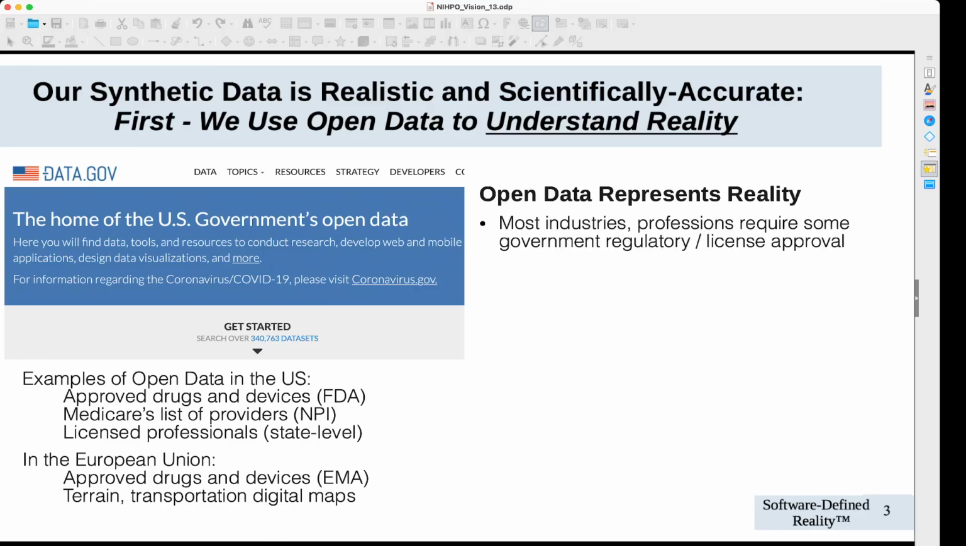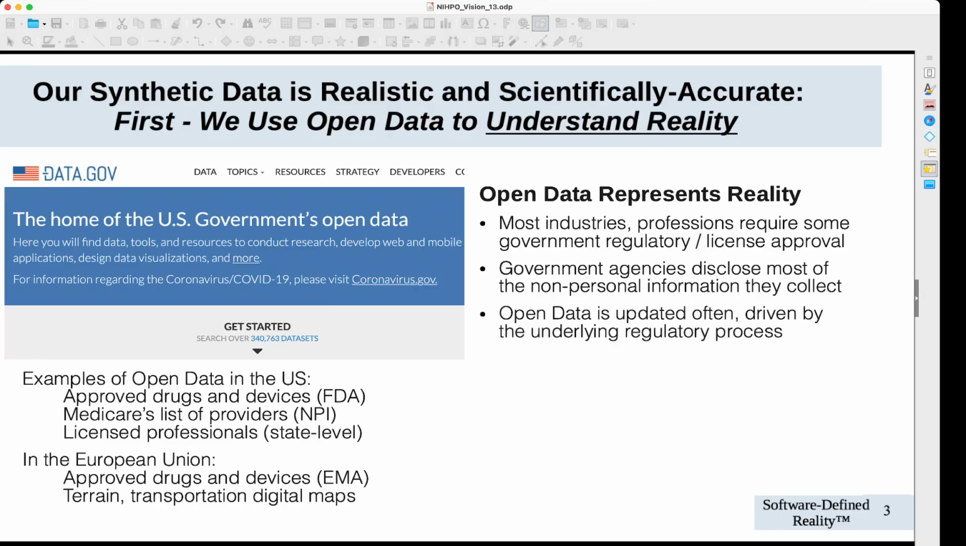From our perspective, open data represents reality, because most industries and professions require some sort of government regulatory or license approval. These government agencies disclose most of the non-personal information they collect. Again, in the case of the US, you have the FDA that regulates the pharma and medical devices space. That is the reality of that space. So through the FDA, you can get a pretty good view of what is happening in those markets.